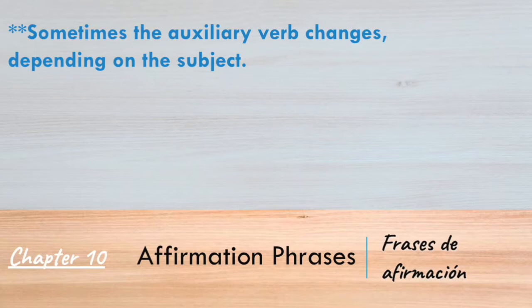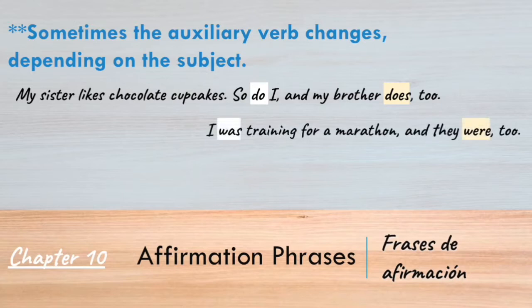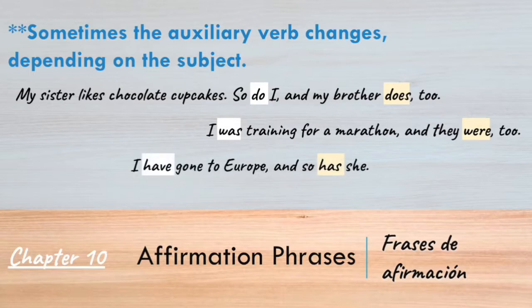So here's an example of that. My sister likes chocolate cupcakes. So do I, and my brother does too. I was training for a marathon, and they were too. I have gone to Europe, and so has she.